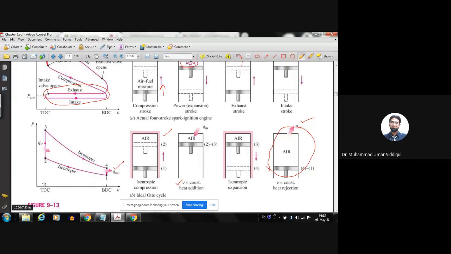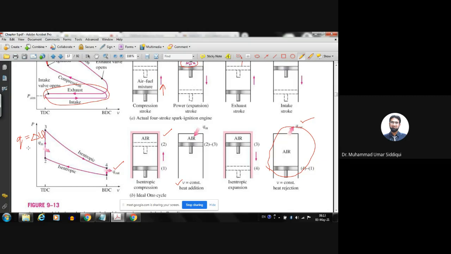If you remember, we already studied in chapter number 4 what the amount of Q is for a constant volume process. The Q for a constant volume process was Q equals delta U, or m multiplied by u, or you can say that m Cv delta T.